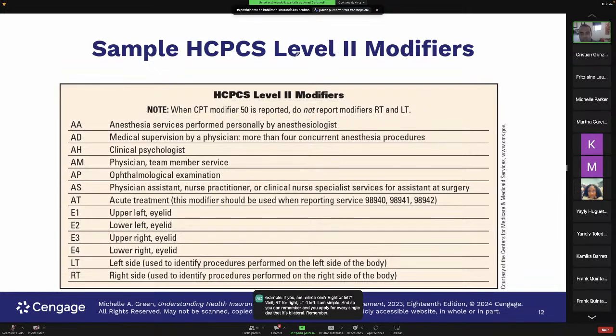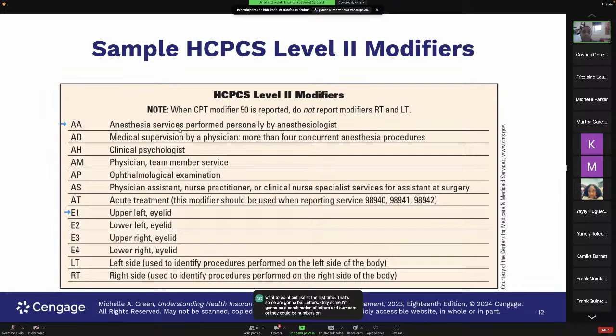Remember, not everything is bilateral, but bilateral doesn't mean twice. Bilateral means both sides of the body. So if you're doing something in both sides of the body, two different parts of the body that are symmetrical, that we have both parts in left and right, then you could do modifier 50. If not, then RT and LT. And again, a few examples here. I want to point out, like I did last time, that some are going to be letters only. Some are going to be a combination of letters and numbers, or they could be numbers only.